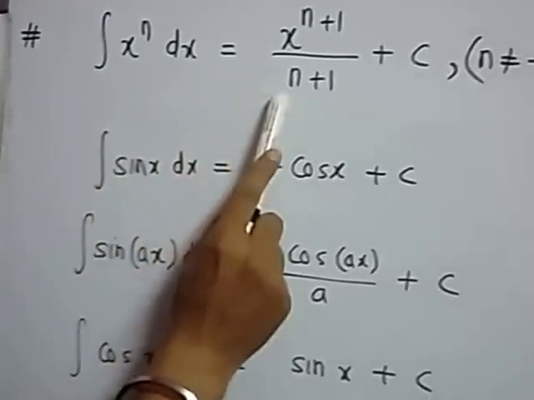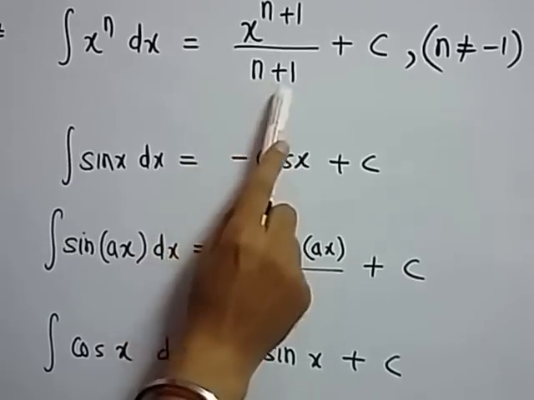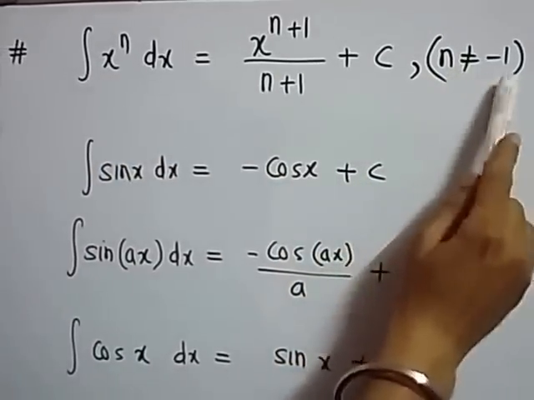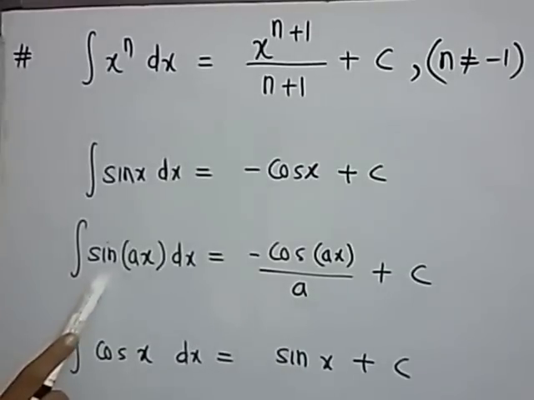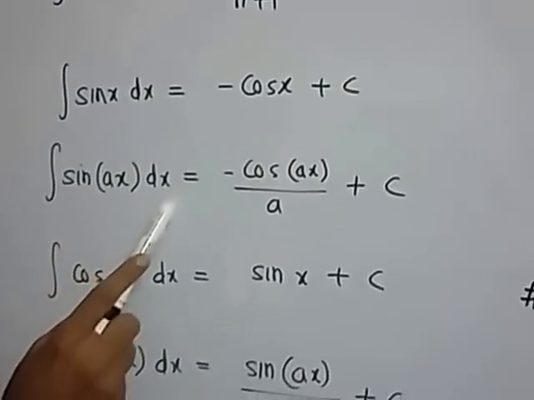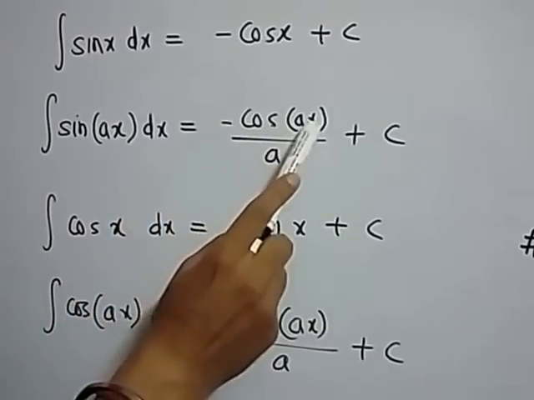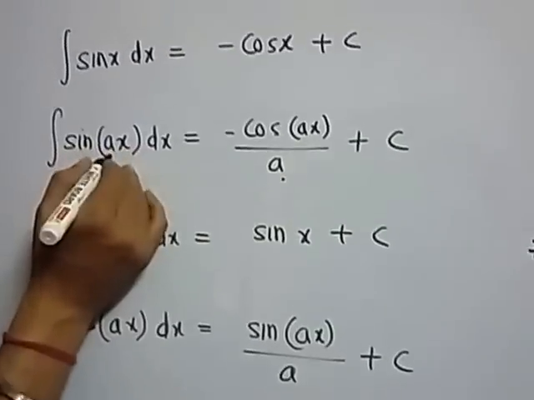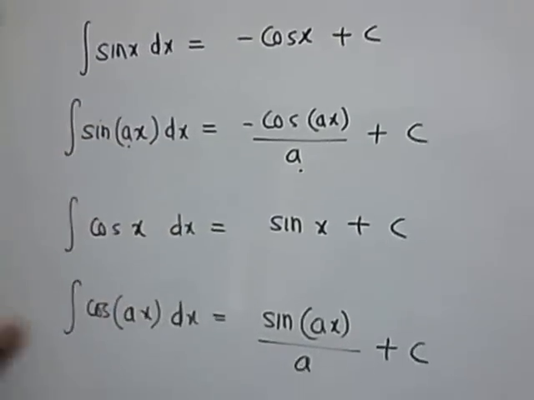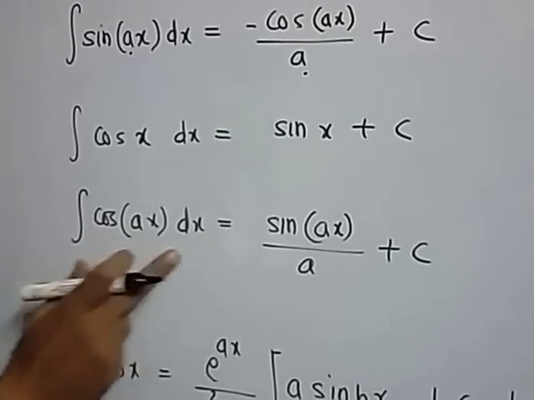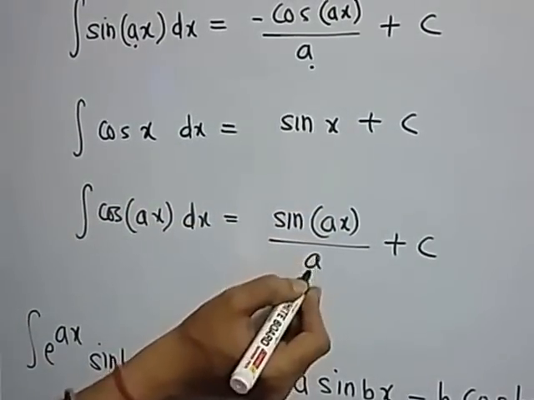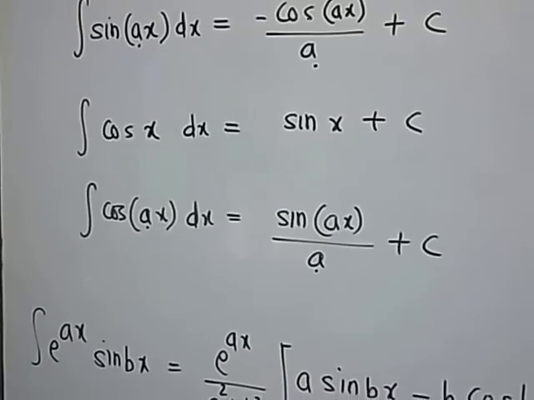Integral x raised to n dx is x raised to n plus 1 upon n plus 1 plus c. This formula is not to be used for n equal to minus 1. Next, integral sine ax dx equal to minus cos ax divided by a, where remember this a is the coefficient of x. Next, integral cos ax dx equal to sine ax upon a. Once again, this a is nothing but the coefficient of x.